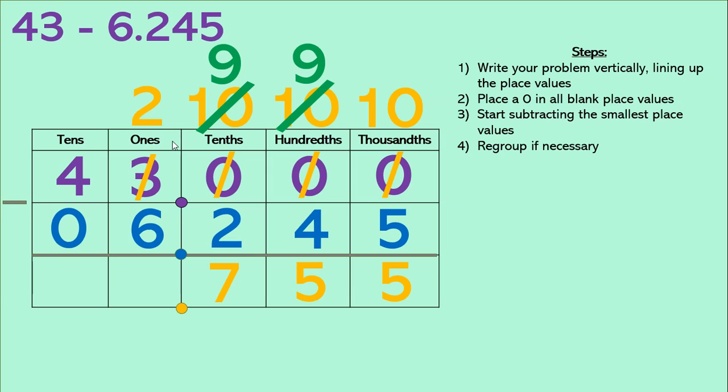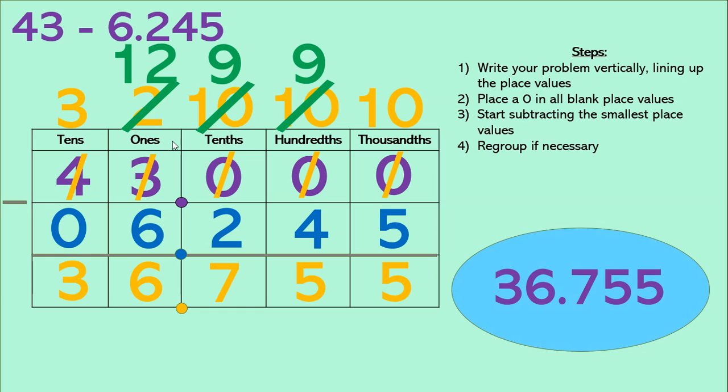Now we have 2 ones minus 6 ones, but we can't take 6 ones away from 2 ones, so we're going to regroup from the tens place. Here we have 4 tens. We're going to regroup one of those tens, so we have 3 tens left. And now remember, we need 10 ones to make 1 ten. So we're going to add 10 ones to the 2 ones we already have, so we now have 12 ones. 12 ones minus 6 ones is 6 ones. 3 tens minus 0 tens is 3 tens. So our final answer is 36 and 755 thousandths.